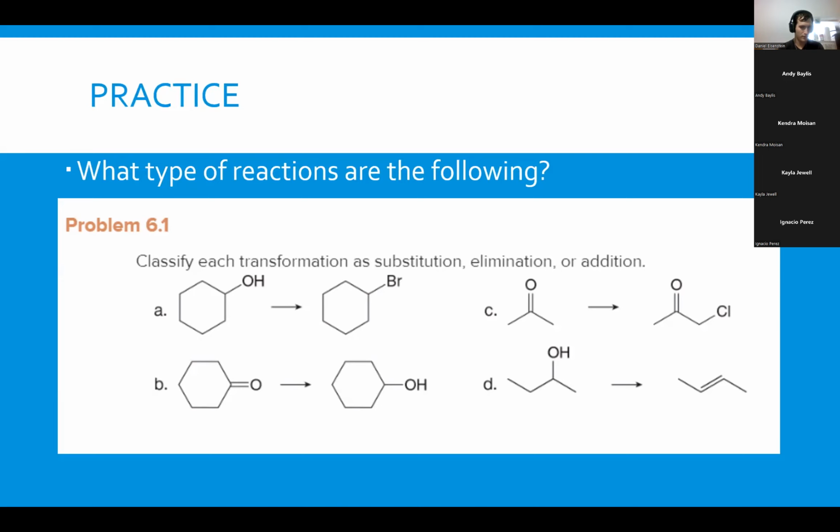Okay. So everybody thinks that C is addition, correct? C as in carrot, right? Okay. Interesting. Does anybody have a dissenting opinion? I like controversy. I like drama. Thank you. Very good. That is correct. It is a substitution reaction.